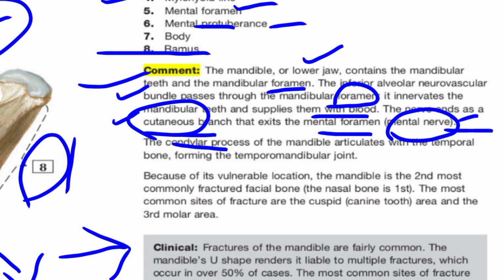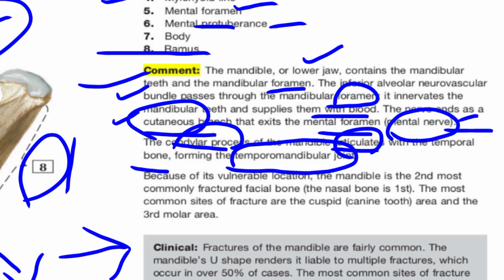The condylar process. First label, the condylar process of the mandible articulates. The condyle always articulates with the condylar process of the mandible. Articulates means it forms a joint with the temporal bone, forming the temporomandibular joint, TMJ.